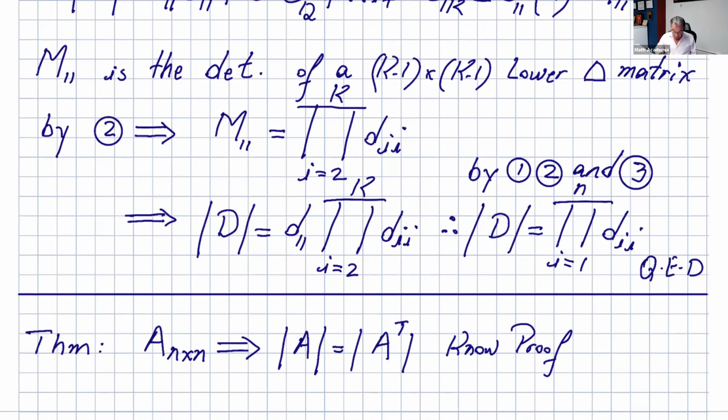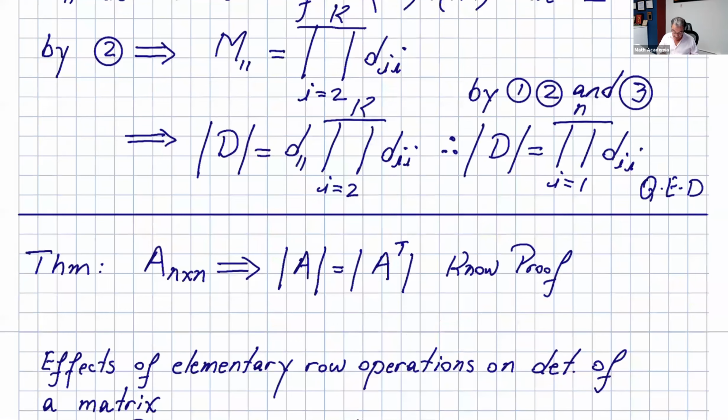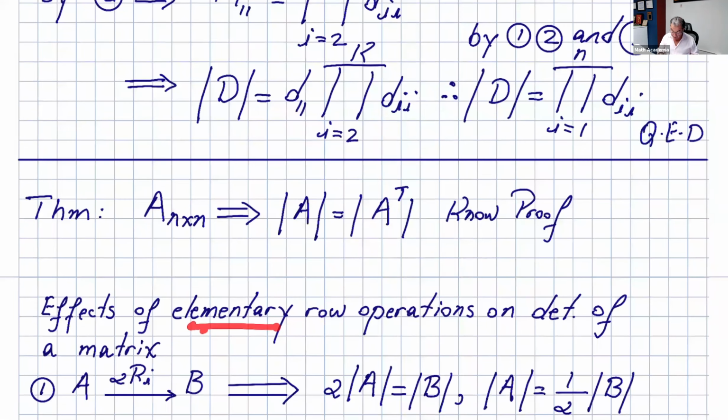Now, one thing I want you to note, if we have an n by n matrix, of course, the determinant of A is exactly the same as the determinant of its transpose. I put here note the proof, so please do some research to see if you can find this proof. We can stop here, but next we're going to see the effects of elementary row operations on the determinant of a matrix, and that will be in the next video.